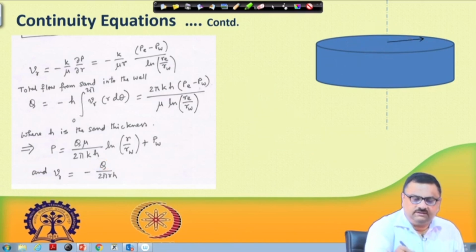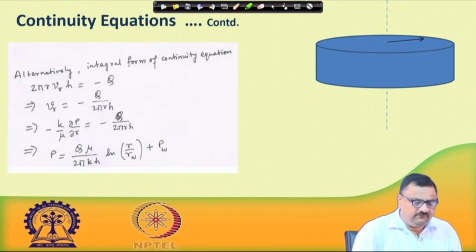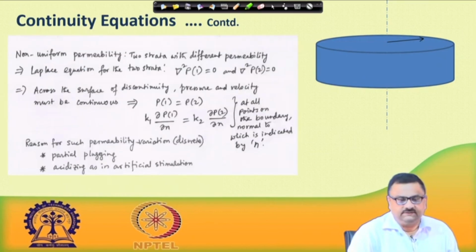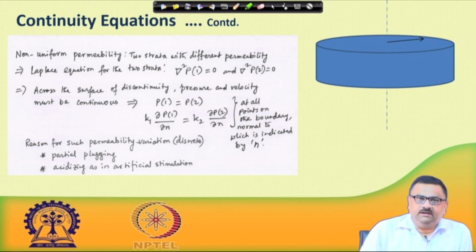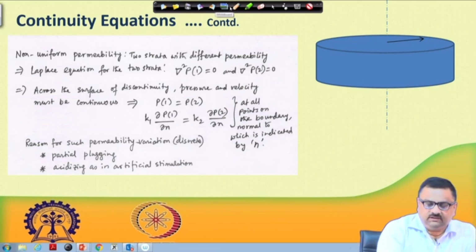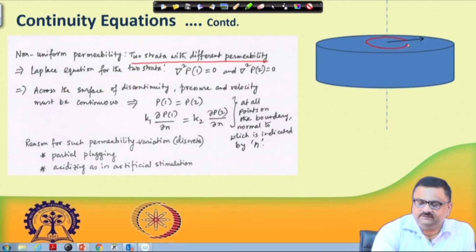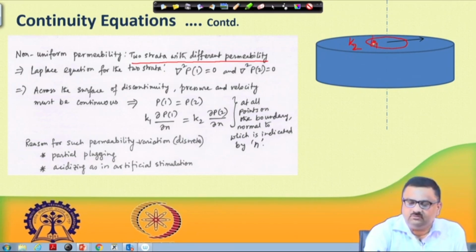So, what we do next is, we have found out the pressure profile in that case. Now we look at non-uniform permeability. That means, where we have 2 strata with different permeability. That means, up to a certain radial distance we have permeability, let us say K1, and beyond this distance permeability is, let us say, K2. So, in one case it is K1, another case it is K2.